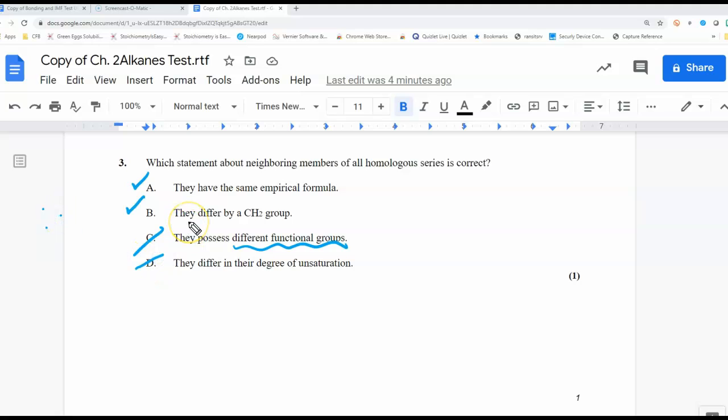So we have to figure out between these two which statement about neighboring members of all homologous series is correct. It's using that terminology, all homologous series, and neighboring members. If I were to guess, usually a homologous series differs by the addition of a CH2 group, and I'm going to guess that this is our better answer than they have the same empirical formula. Because they use this terminology all, I'm betting that all of them do not actually have the same empirical formula. Okay, so there's that. But it does look to me like that has 2 correct answers. We're having a lovely time here, aren't we?